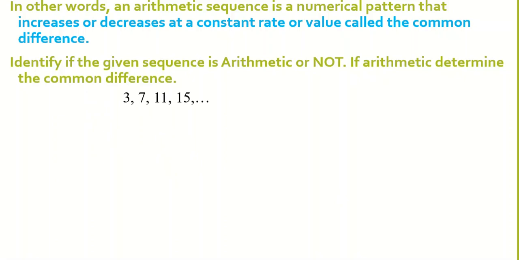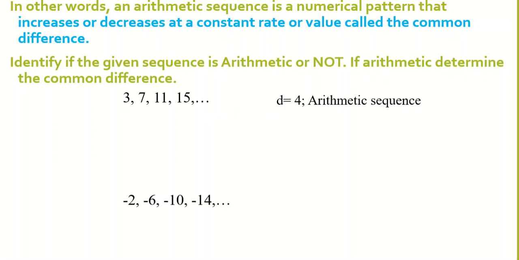3, 7, 11, 15, and so on. Is it arithmetic or not? So determine first the difference between two consecutive terms. So 15 minus 11, 11 minus 7, 7 minus 3. Is the difference the same? Yes, and that is positive 4. Therefore, this sequence is an arithmetic sequence.